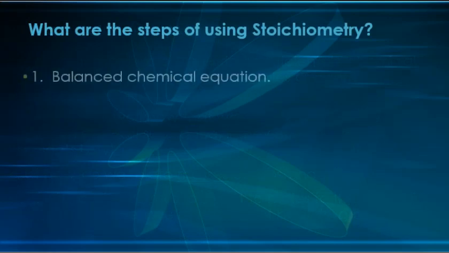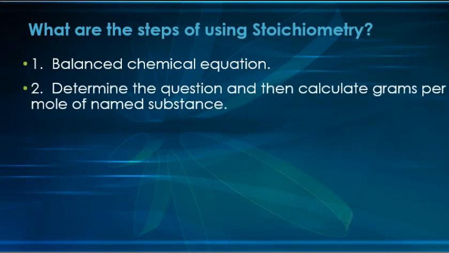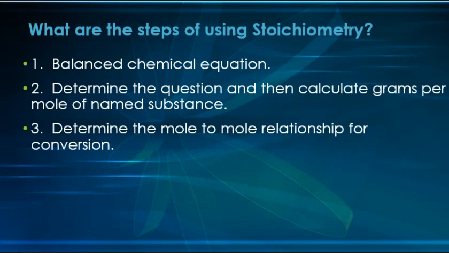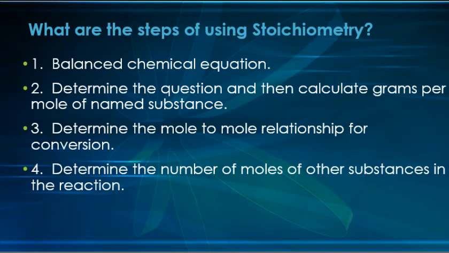So what are the steps using stoichiometry? First, you must balance the equation, obviously. 2, determine the question, and then calculate grams per mole of the named substance. Figure out what are we asking for. 3, determine the mole-to-mole relationship by what? How do we do that? Yeah, but how do we find it? Stoichiometric coefficients, right? Okay. And then determine the number of moles of other substances in the reaction, and then whatever it asks me for, convert back to grams. It's a lot of steps.